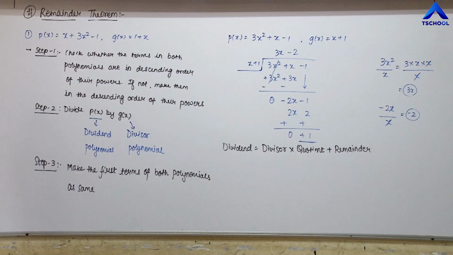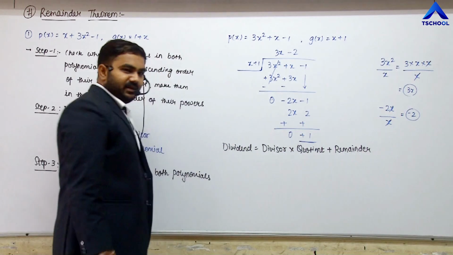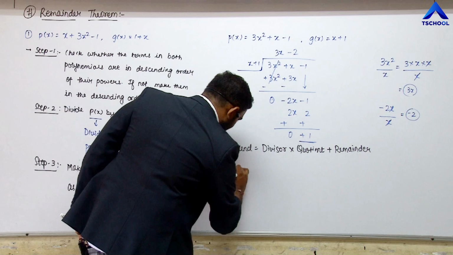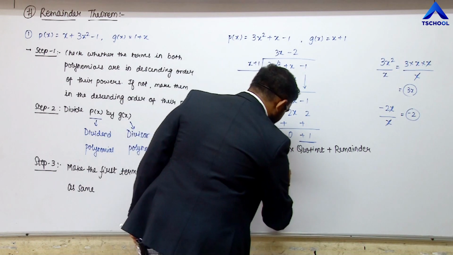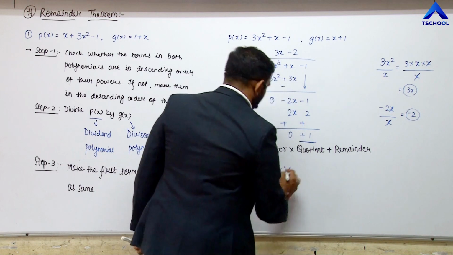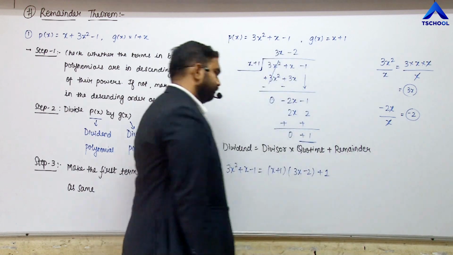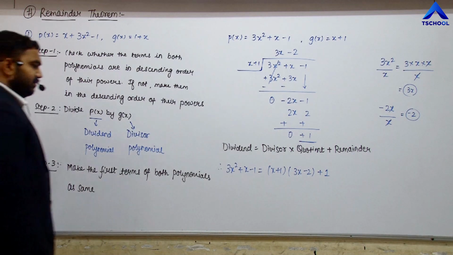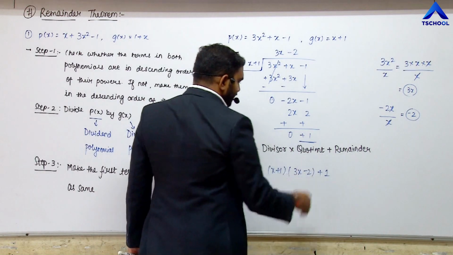Now we shall simply write down in the format that I have written over here at the bottom. That means dividend equals divisor into quotient plus remainder. Okay. So what is our dividend here? Therefore 3x square plus x minus 1 is equal to divisor, that is x plus 1, into quotient, that is 3x minus 2, plus 1, right? So that was about the basic division. So we got dividend polynomial equals divisor polynomial into quotient polynomial plus remainder polynomial.